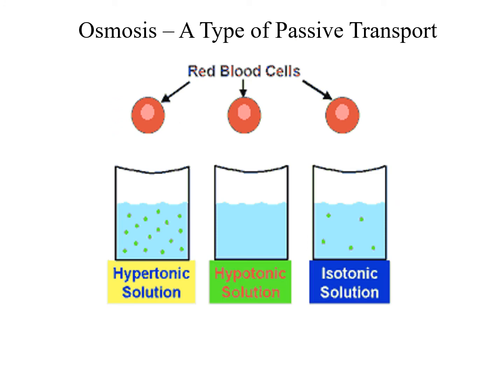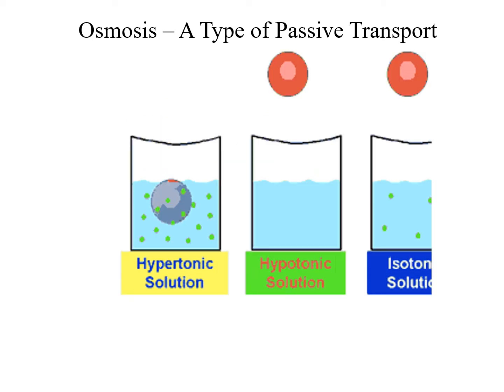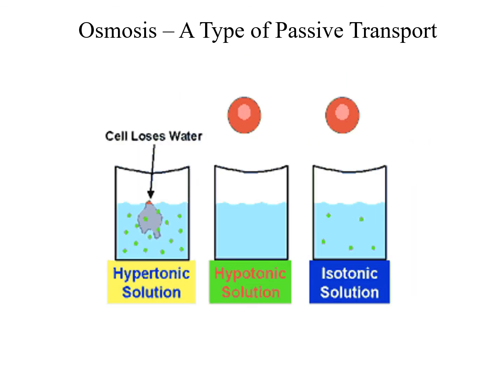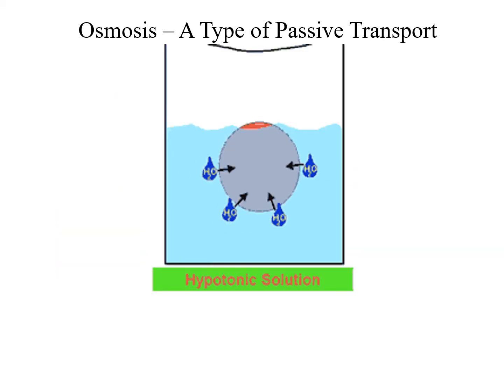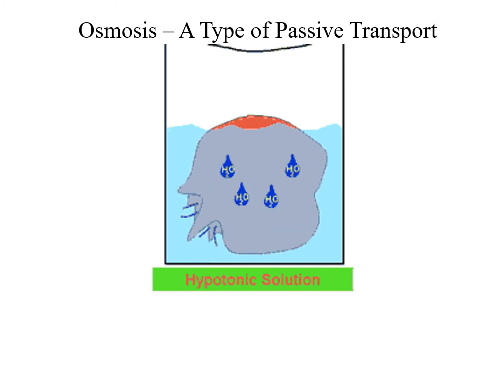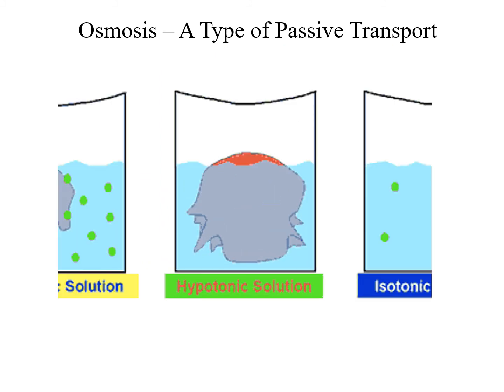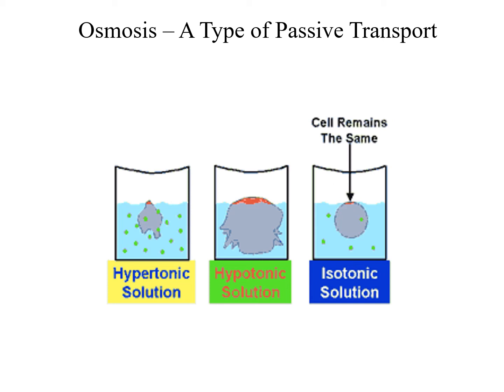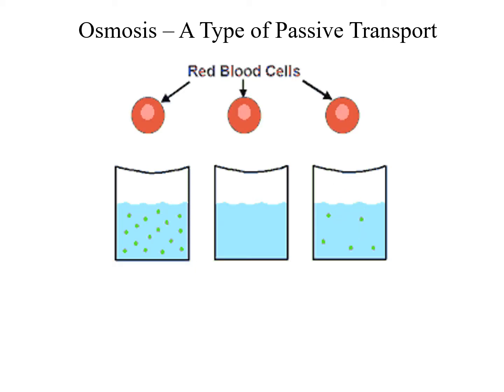So just a summary here, cells placed in hypertonic solutions, what will happen to them? Water exits. The cell crenates or shrivels. So what about a hypotonic solution? It has less solutes. This time water enters the cell, which may bloat and even rupture, a term we call lysis. The happy place for the cell is one with the same concentration of solutes. That's an isotonic solution.